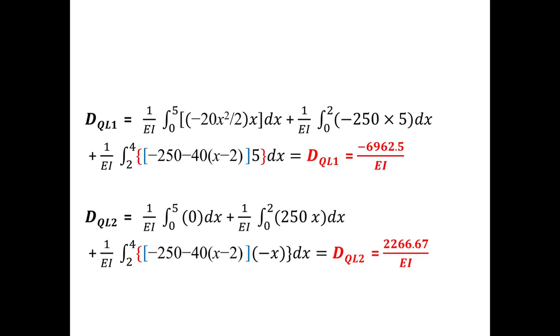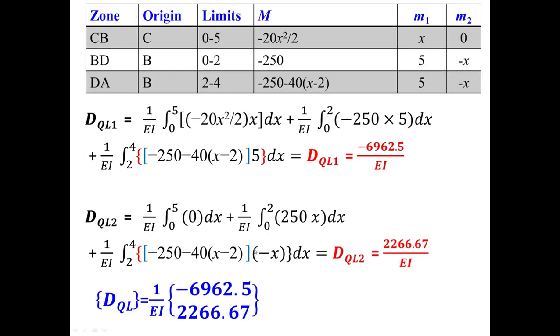So we will repeat the table of moment again here. Now DQL1 is equal to the integral of capital M into M1. If you look at the first zone, C to B, the limits are 0 to 5. Capital M is equal to minus 20 x square by 2 and M1 is equal to x. So M into M1 is minus 20 x square by 2 in capital M and x as M1 over the limits 0 to 5.